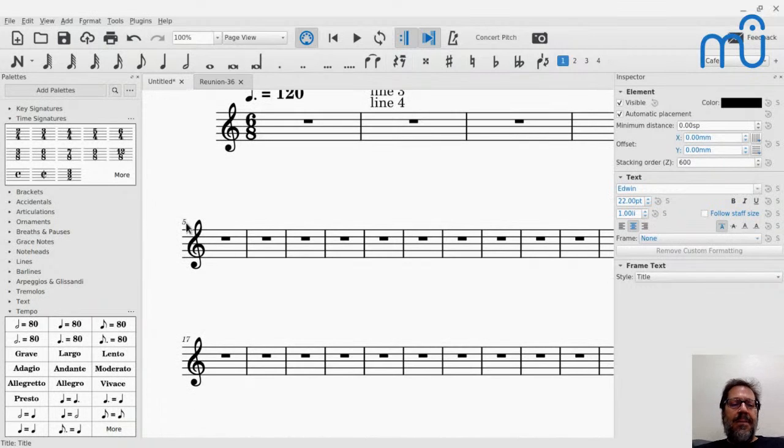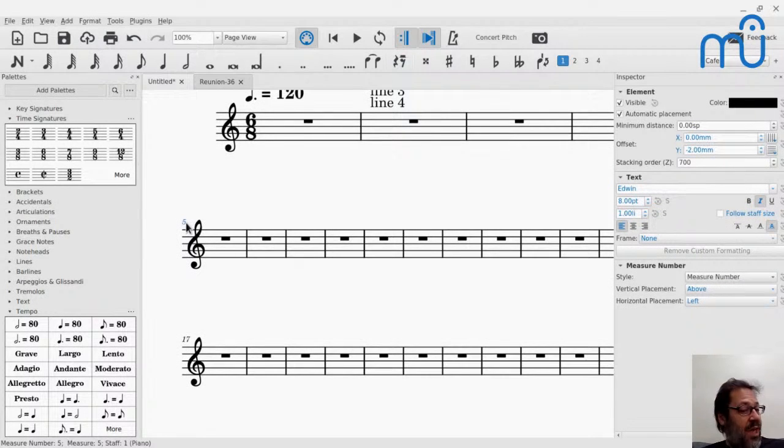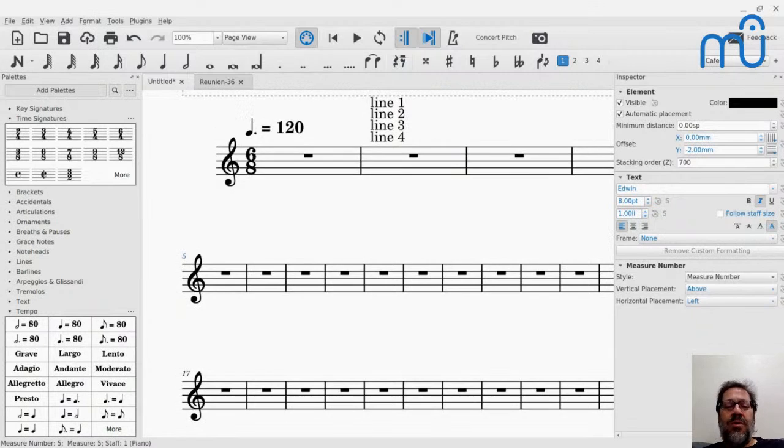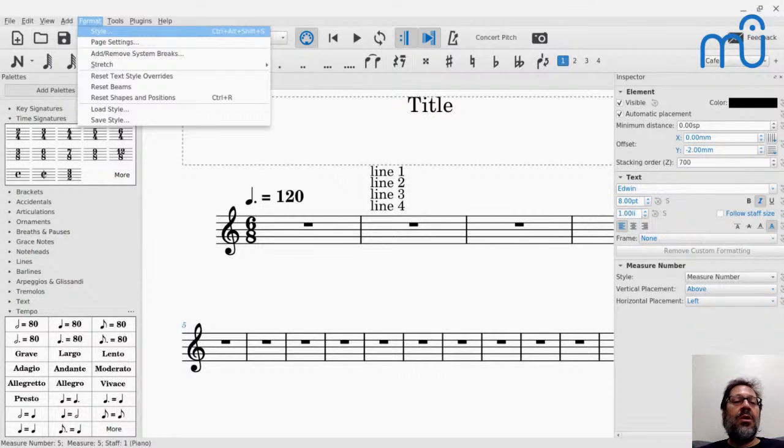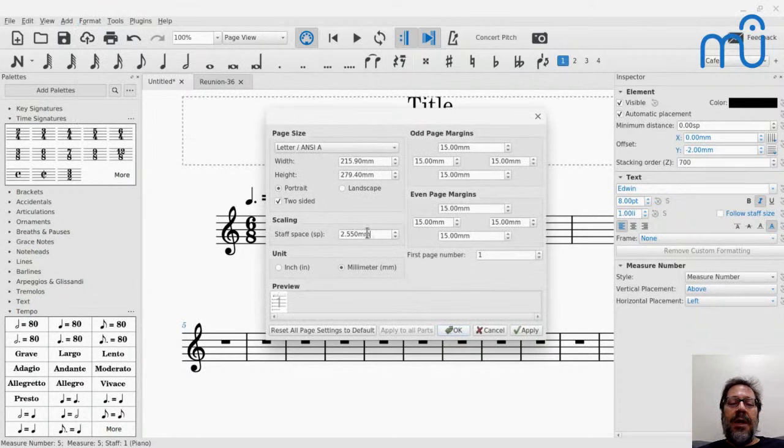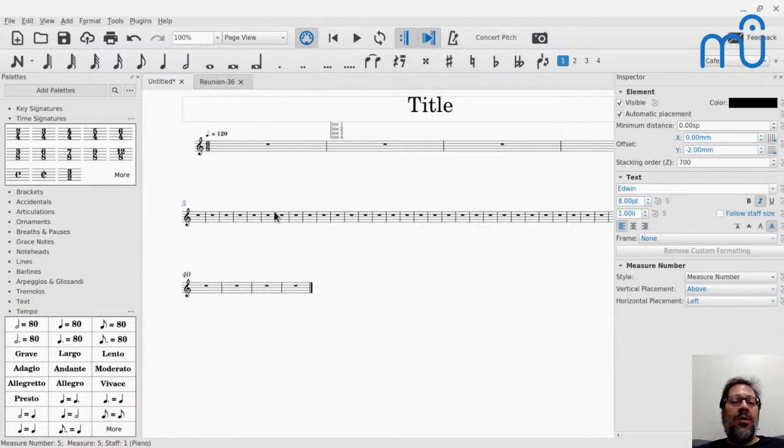Also, measure numbers don't scale for the same reason, and that's new with 3.6, by the way. Again, when you make it bigger, it might look a little strange, but in the case where you're making your score smaller, like to fit a whole orchestra on a page, then you probably don't want the measure numbers so small that they're unreadable. So we keep the title full size, we keep the measure numbers full size, and pretty much everything else scales. So that's something else to know about how these numbers here work.